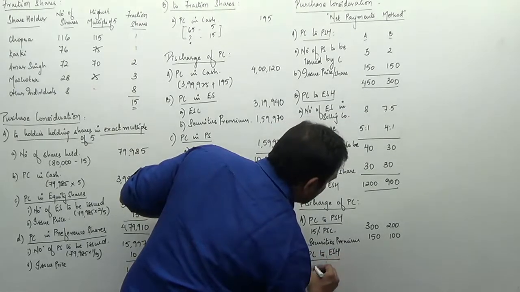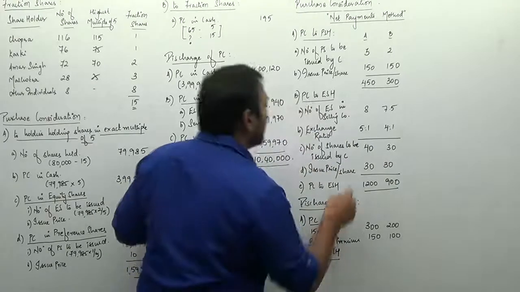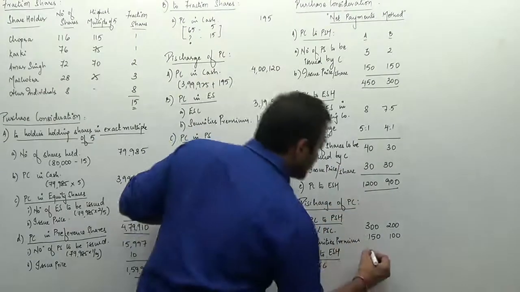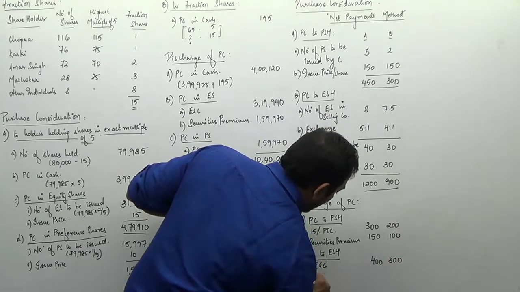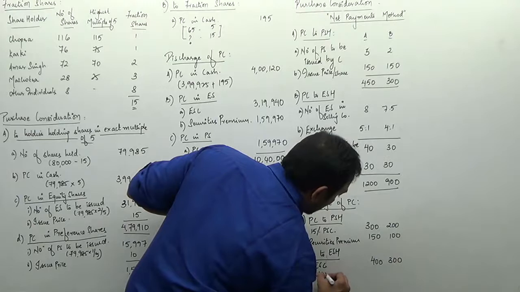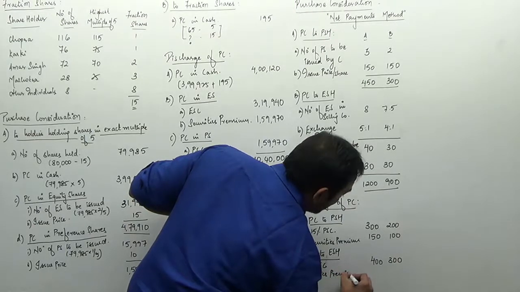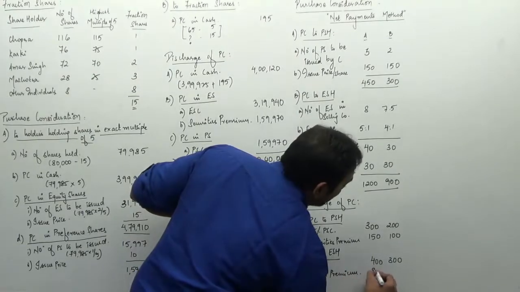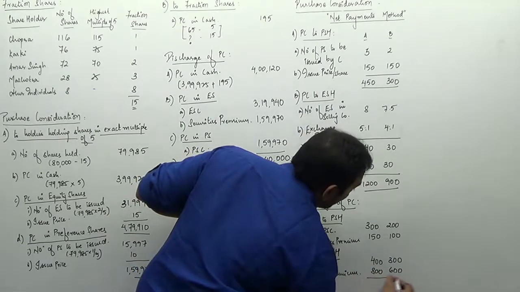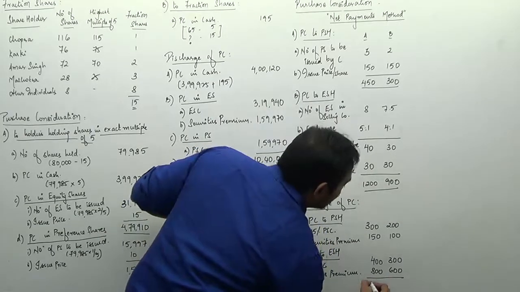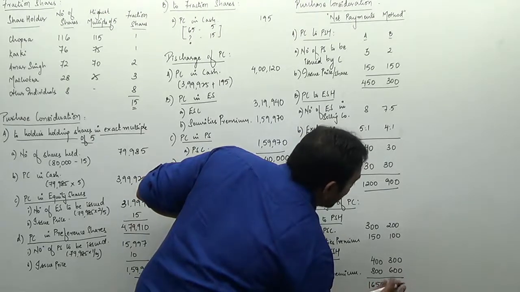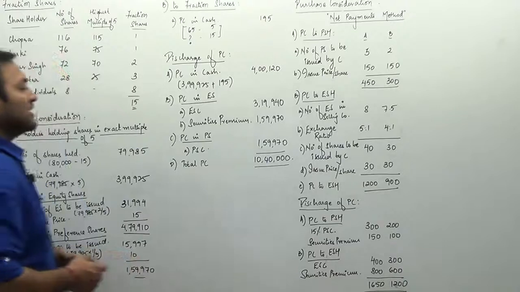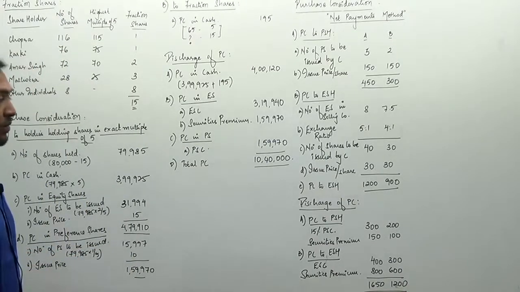PC to equity shareholders: equity share capital 40 into 10 rupees share, this is 400, 30 into 10, 300. Securities premium again. Each share is issued at 30, premium is 20 from that. 20 is 800 and 600. And that will give me my total PC of 1650 and 1200. PCs of both A and B are 1650 and 1200.